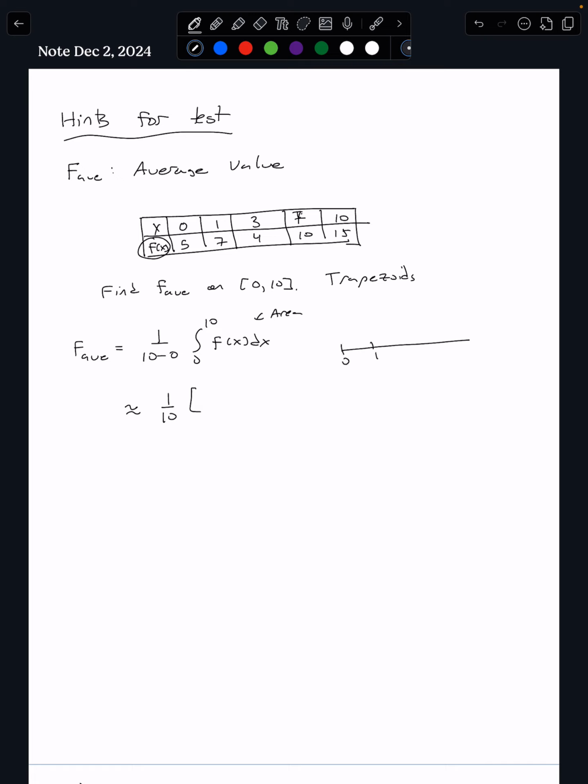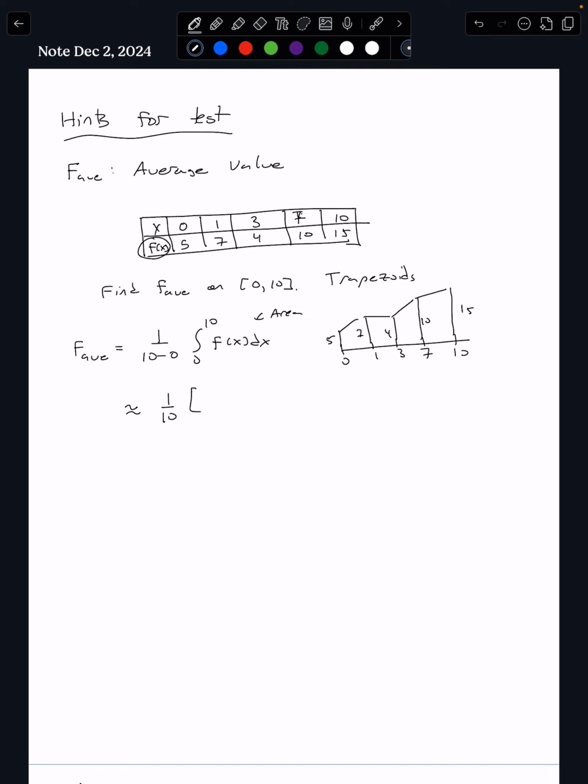0, 1, 3, 7, 10. 0 has a height of 5, 1 has a height of 7, 3 has a height of 4, not drawn to scale, 7 has a height of 10, and 10 has a height of 15. So I am going to find the area of these trapezoids.